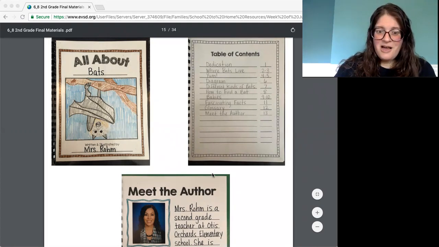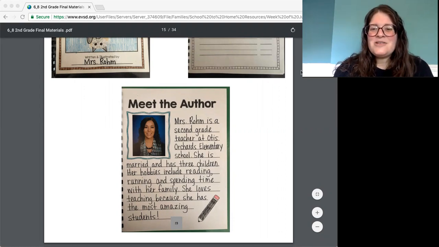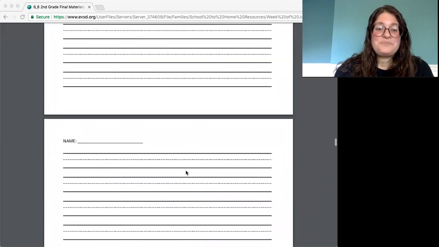And then meet the author. And here she has a picture from school, and she says, Mrs. Rom is a 2nd grade teacher at Otis Orchards Elementary School. She is married and has 3 children. Her hobbies include reading, running, and spending time with her family. She loves teaching because she has the most amazing students. So isn't that nice? And you could do something like that too, but it would be all about you.